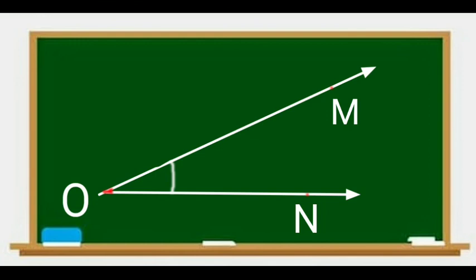Now see the example. Here OM and ON are two rays. These two rays intersect each other at point O. It means NOM is an angle. Here ON and OM are arms of the angle and point O is the vertex of the angle.